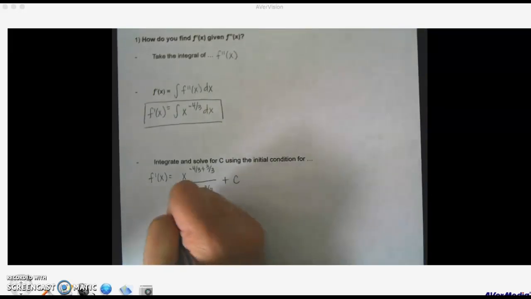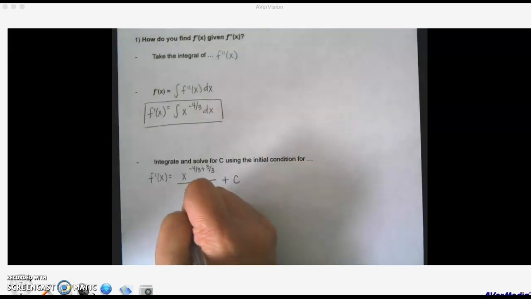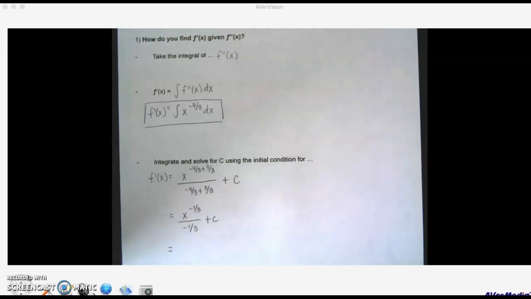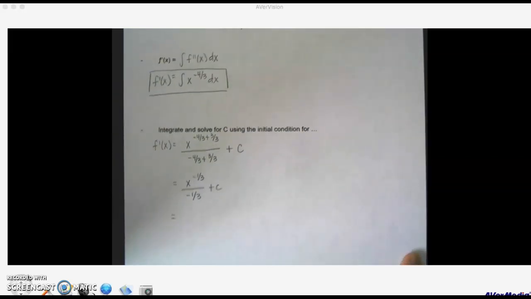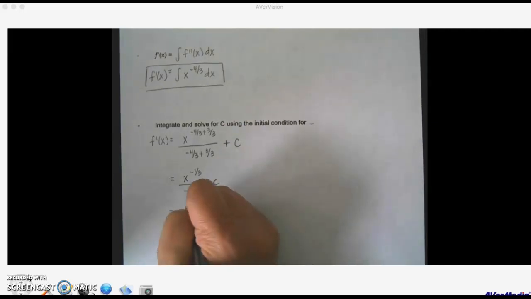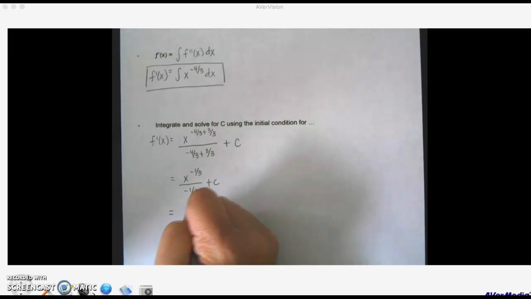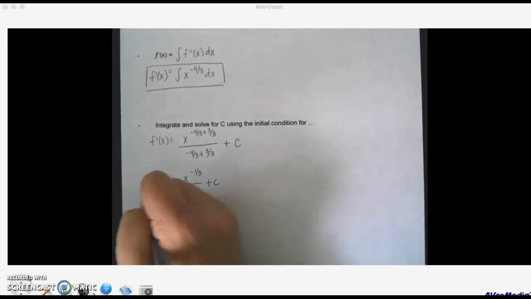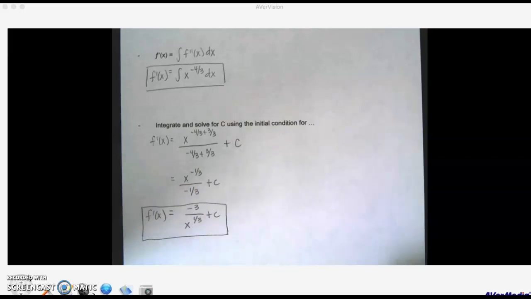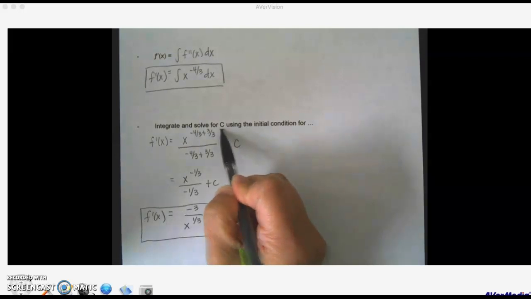So now we're just going to do our algebra and simplify it. So that's going to equal x to the negative 1/3 over negative 1/3 plus c. I'm going to simplify that one more time. Dividing by negative 1/3 is the same as multiplying by negative 3. And then we're going to bring that negative exponent to the bottom to make it positive. So that means our derivative, our f prime of x, is actually equal to negative 3 over x to the 1/3 plus c.